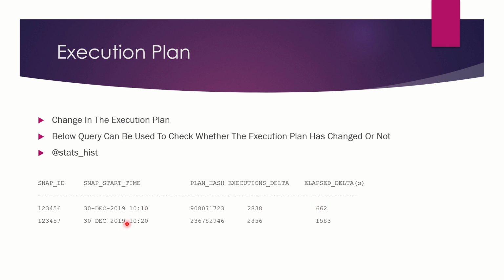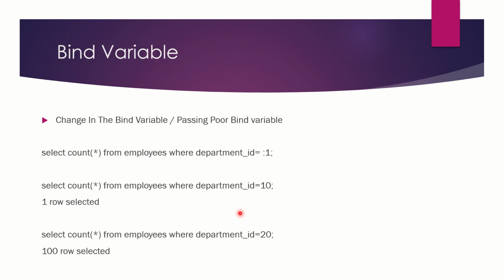But 20 minutes later, when you run the same script, the plan has changed, and to complete almost the same number of executions, 2856, it took more than 1500 seconds, which is double the time. So this data clearly tells that there has been a change in the execution plan between 10:10 and 10:20. So the execution plan is the first thing we should check, whether your query has changed its execution plan or not.